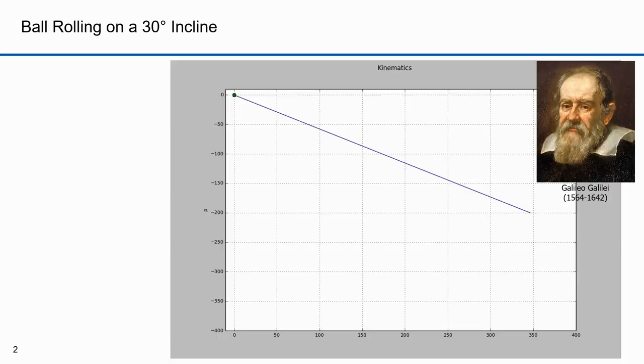Welcome to Orbital Dynamics. In this part, I'm going to talk about some experiments Galileo did to determine the rate at which falling bodies fell. Galileo's discoveries laid the foundation for later discoveries by Newton, which I'll talk about later.